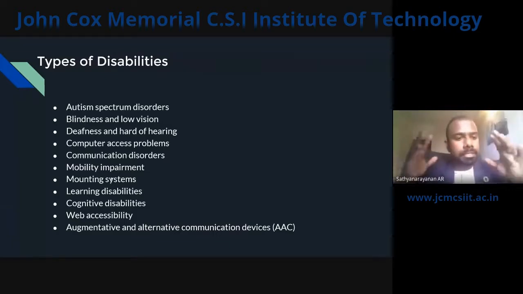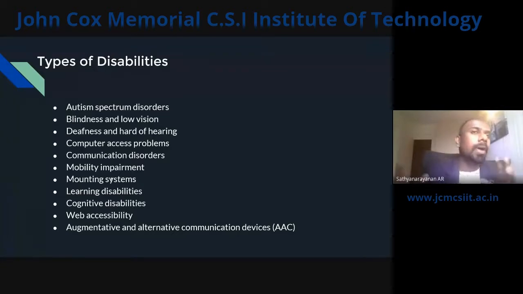But this is just to give you an understanding of the types of disability and how assistive technology is classified based on them. So: autism spectrum disorder, blindness, low vision, deafness, hard of hearing, computer access problems, communication disorder, mobility impairment, mounting disabilities, and learning disabilities, which is another classification, where in ASD the learning disabilities are there too, cognitive disabilities, and web accessibility.